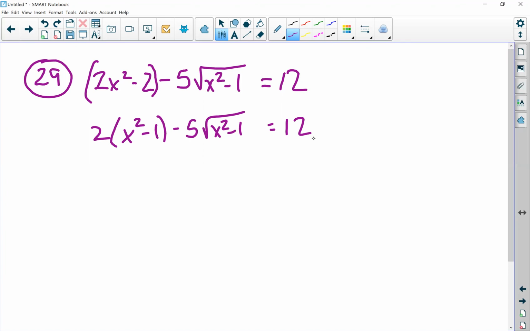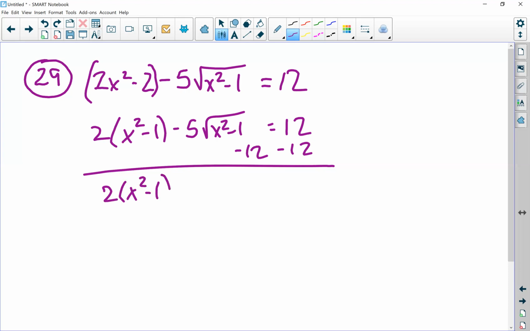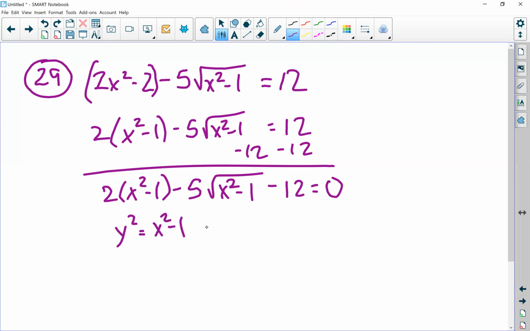And now I think you can see here I have the square root of x squared minus 1, and I have x squared minus 1 without a square root. And so that's going to help us. That's going to be our y and our y squared. So if I get this equal to 0 by subtracting 12, and then I'm going to let y squared equal x squared minus 1, which means y is going to be the square root of x squared minus 1.